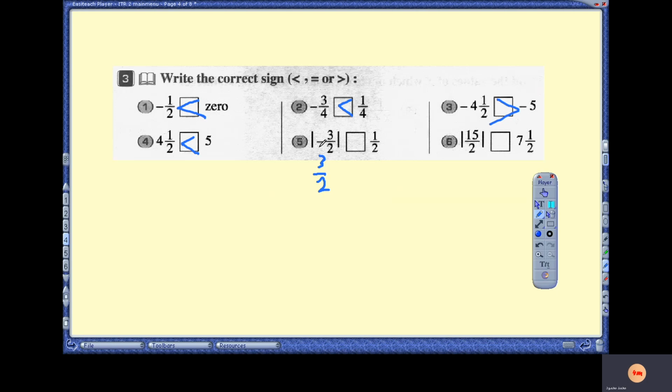You can make it a positive number because of absolute value, 15 over 2. You can change it into a mixed number, or you can keep it as an improper fraction. 2 times 7 is 14, and 1 is 15. So it will be 15 over 2. And the two rational numbers are the same, both equal.